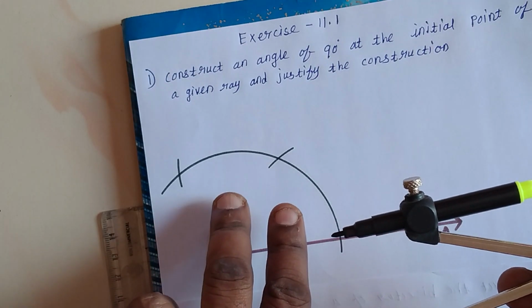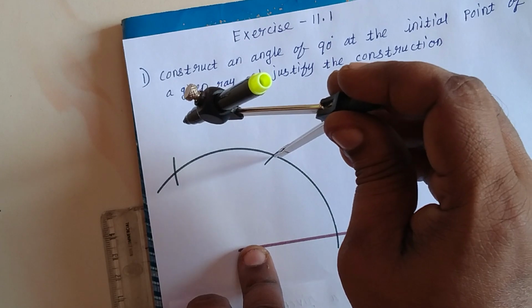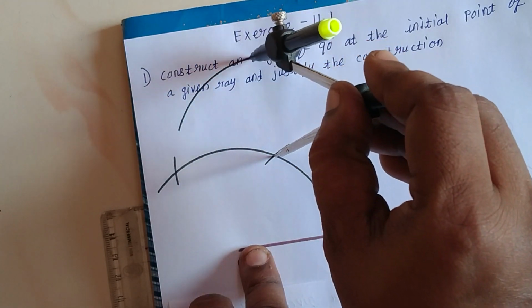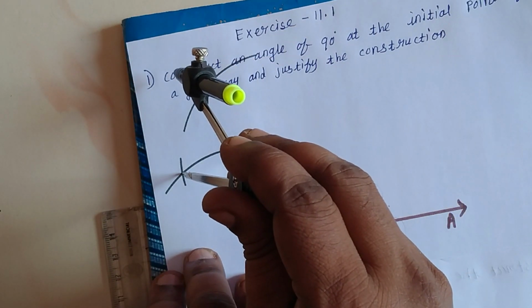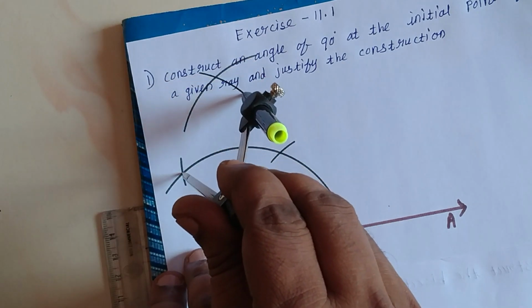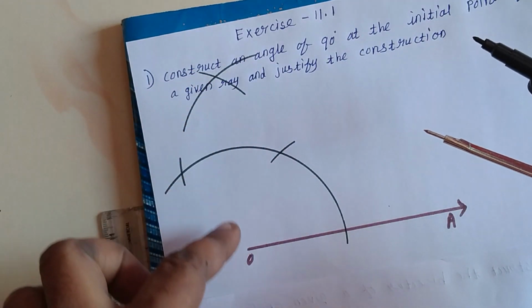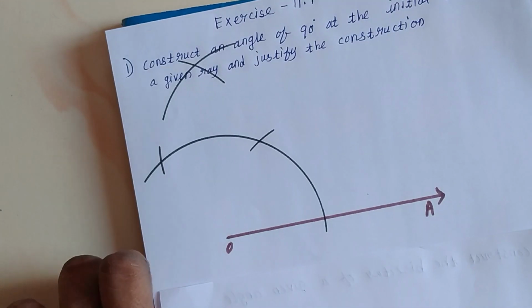So 90 is the bisector of 60 and 120. So what you have to do here, take the same distance, it will come a little bit on the question. So make sure that it should not come in the question. Like this it will come. Now join this with O. So I am going to join this now.